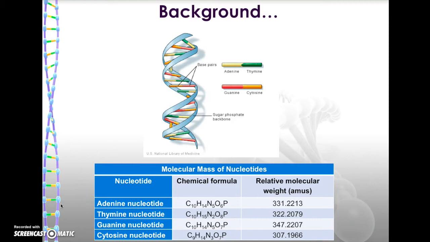DNA is what holds our genetic information, and it's one of the essential molecules of life. DNA has 4 different bases that make up the molecule: adenine, thymine, guanine, and cytosine. Adenine pairs with thymine, and guanine pairs with cytosine.